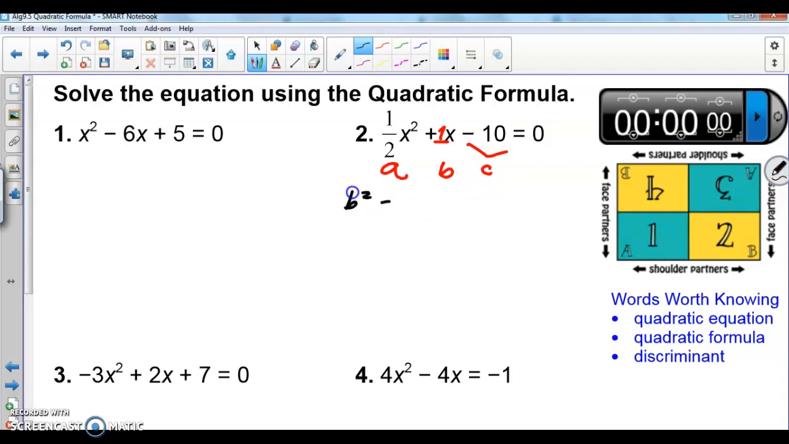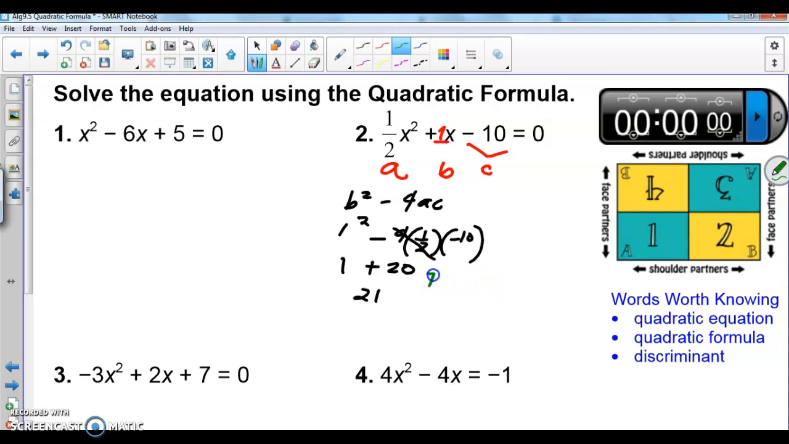So b squared minus 4ac, right? Your b is 1, so 1 squared minus 4. Your a is 1/2, and your c is -10. So this is 1. 4 times half is 2. So -2 times -10 will become +20. So 1 plus 20 is 21.